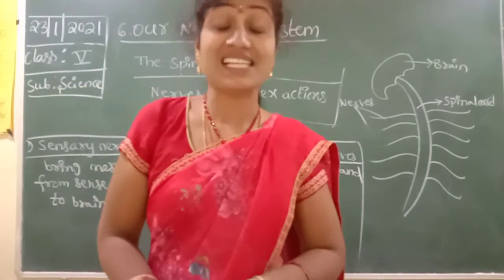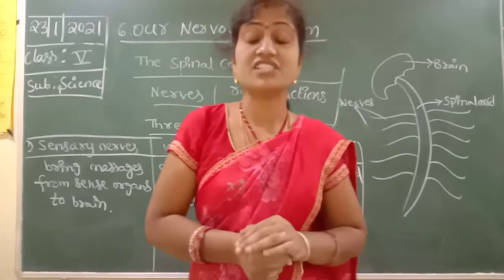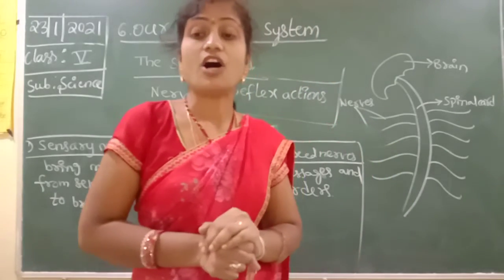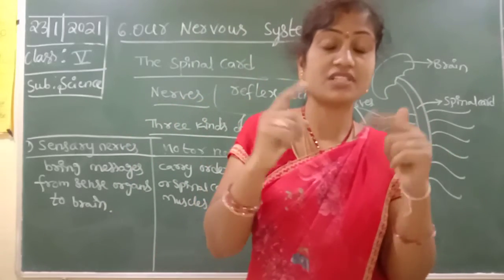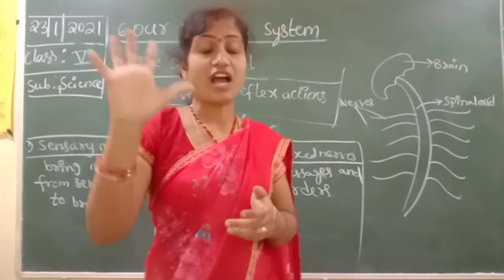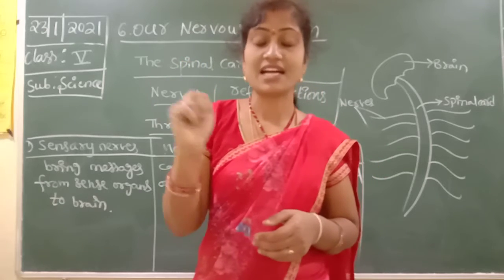Next topic, sense organs. We know very well about sense organs. The organs which connect us with the outside world are known as sense organs. We know five sense organs are there: eyes, ears, nose, tongue and skin.